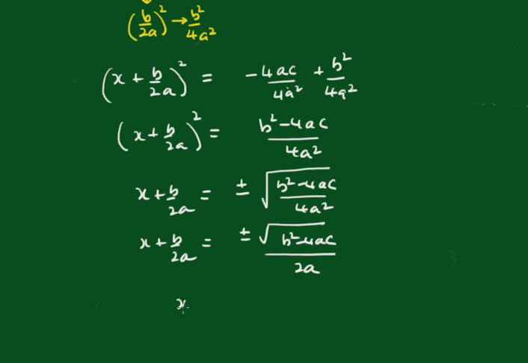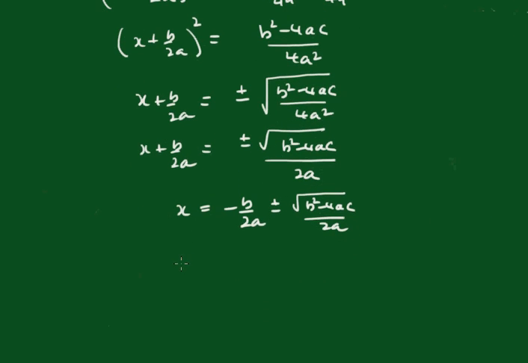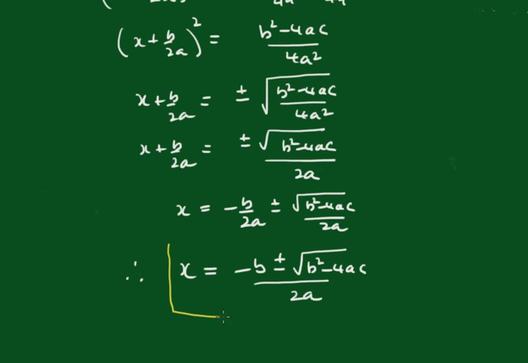So that's equal to, taking across the other side, minus b over 2a plus or minus the square root of b squared minus 4ac all over 2a, and seeing they're both over the same common denominator, therefore, finally x equals minus b plus or minus the square root of b squared minus 4ac all over 2a, and that is the very important quadratic formula.